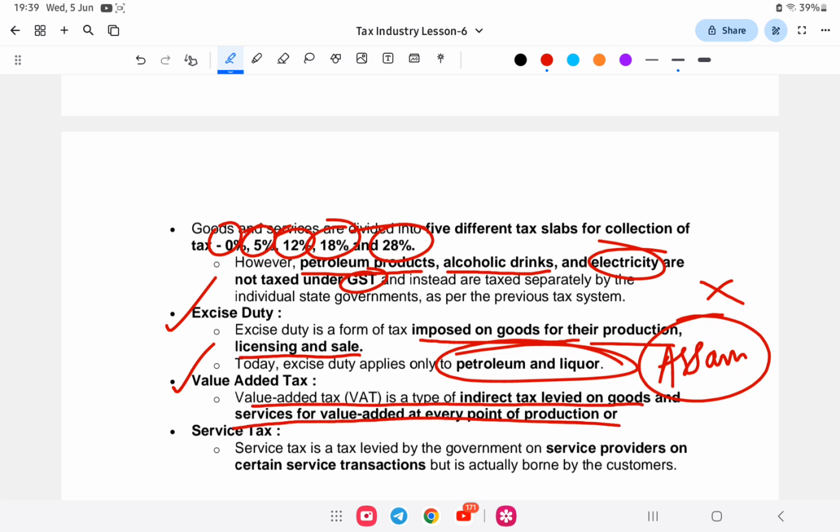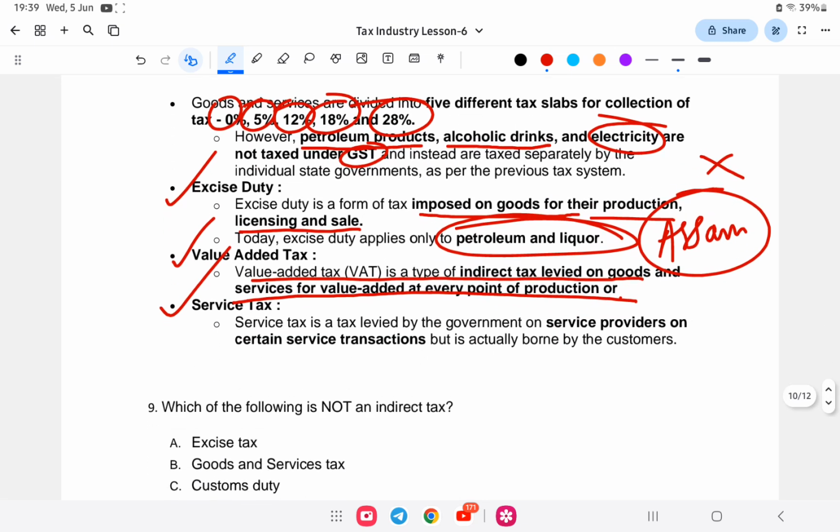Service tax is an indirect tax at every point of production or service. For example, if you go to a cinema hall, service tax is charged by the cinema hall, that is, tax for the service you receive.